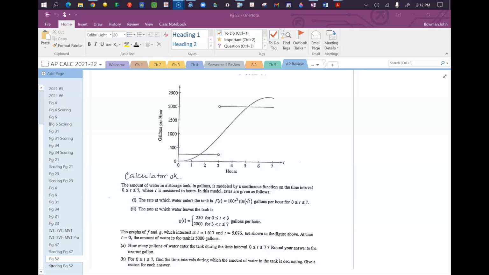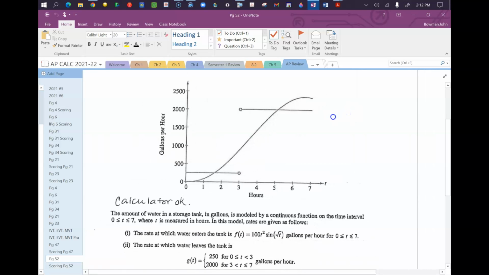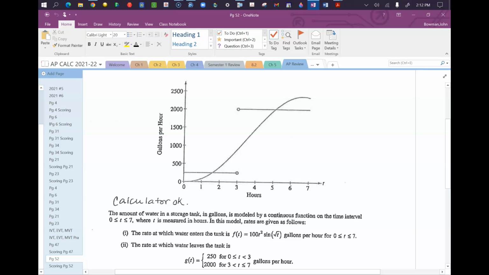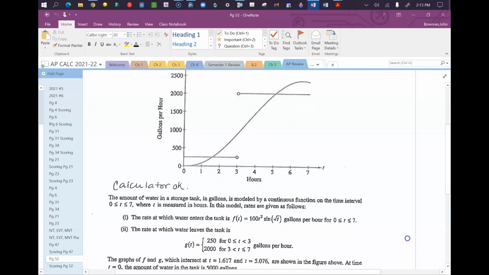You'll notice that this is a calculator OK question, and we have a graph of a couple of functions here. So let's take a look at this. The amount of water in a storage tank in gallons is modeled by a continuous function on the time interval from 0 to 7 inclusive, where t is measured in hours. In this model, rates are given as follows.